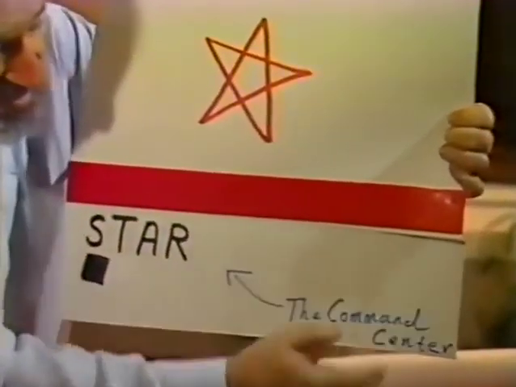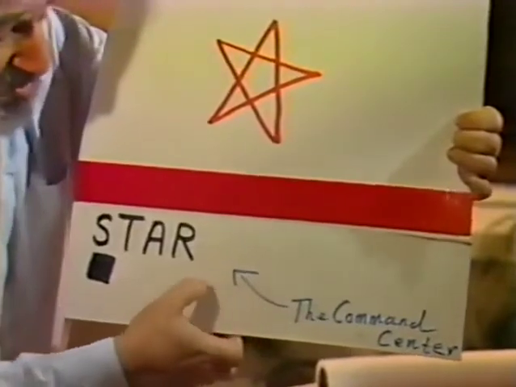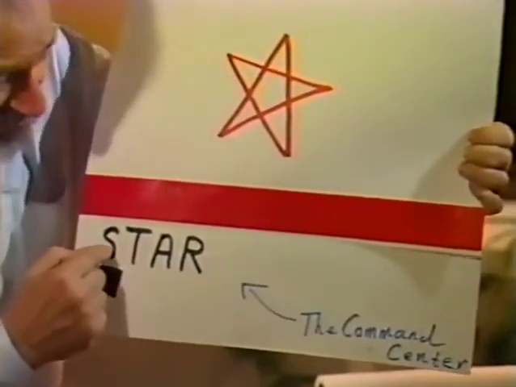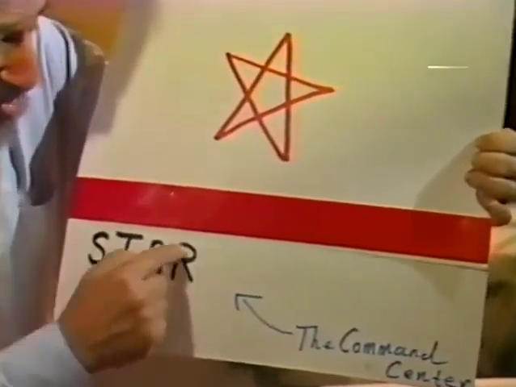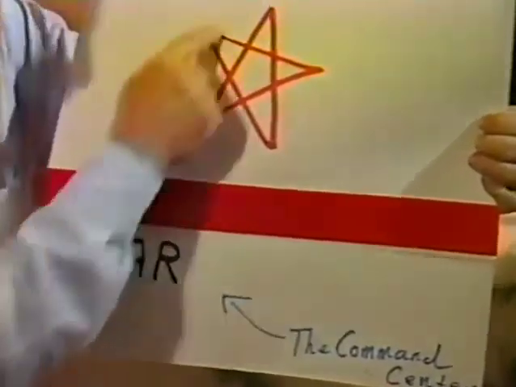Below the red line is called the command center. This is where we put commands. Here it's as if a procedure had been written. Star and run. And that made the turtle draw this.